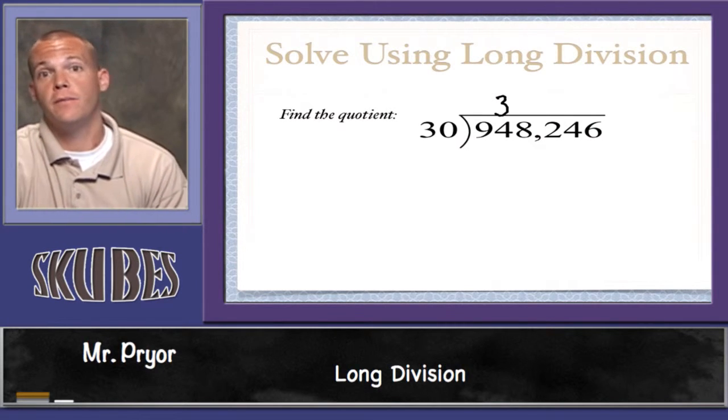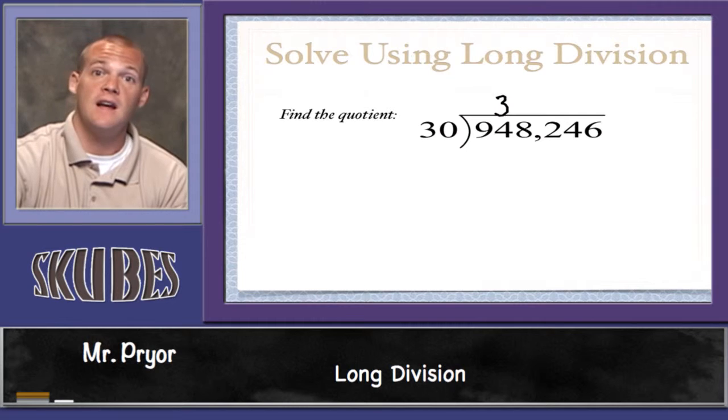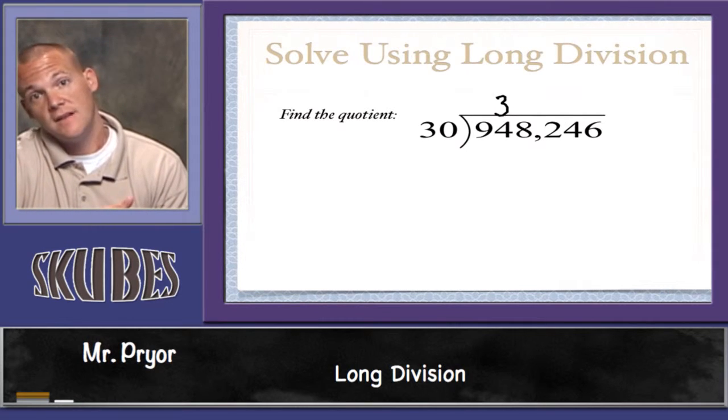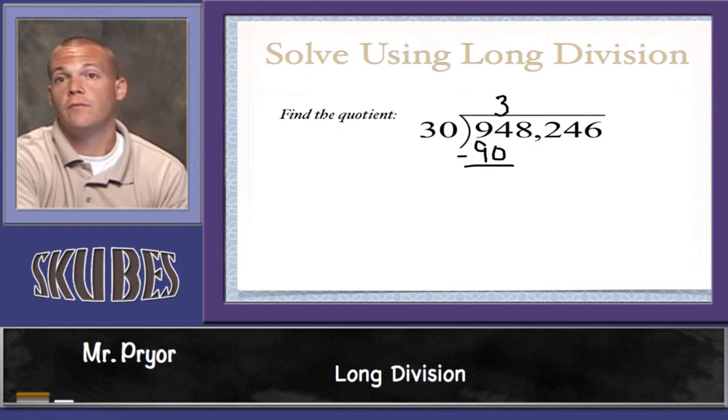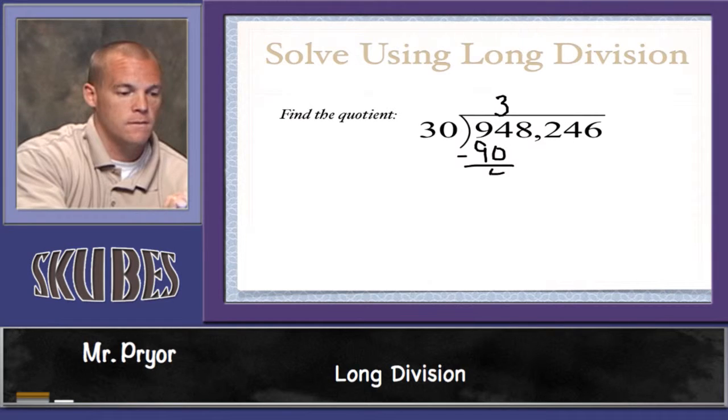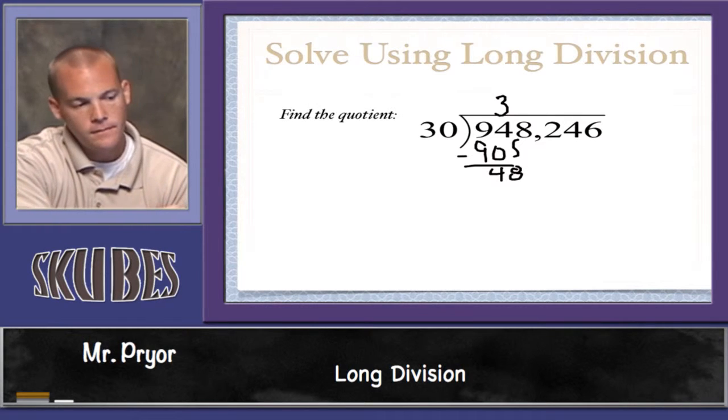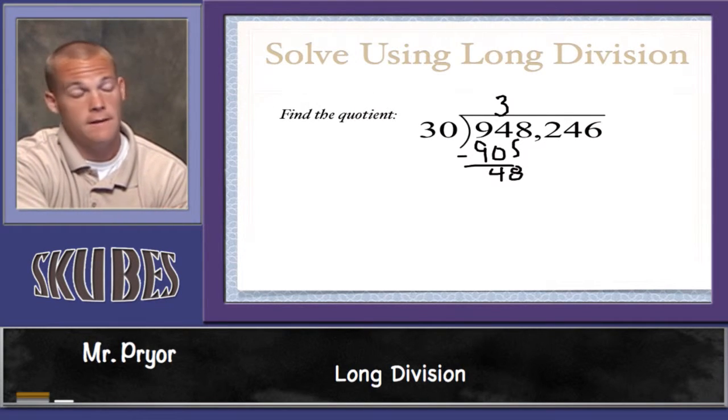You can use the estimation. You can take away the 0 from 30 and just know that 3 times 3 is 9, and then add a 0 on. That means it's 90. So 3 times 30 gives you 90. We're going to subtract there, which leaves us with 4. All right, go ahead and, just as you saw in the last problem, bring that next number down. So we're going to divide 30 into 48.